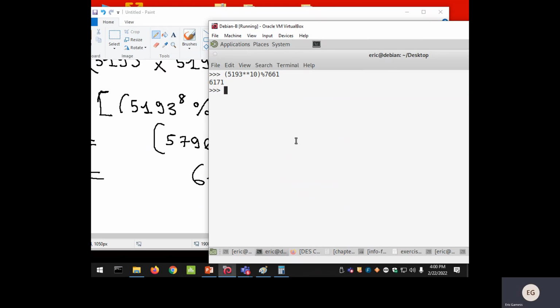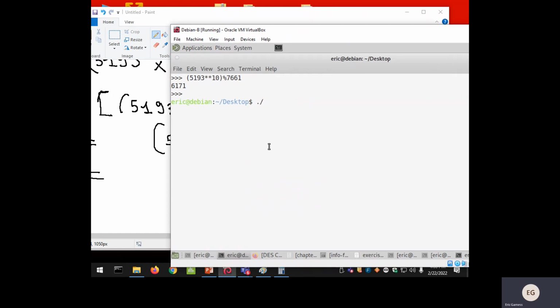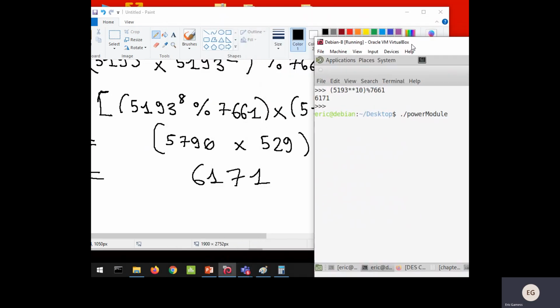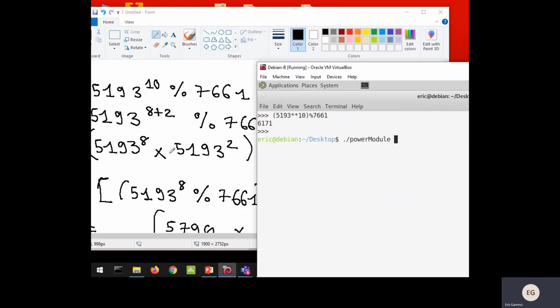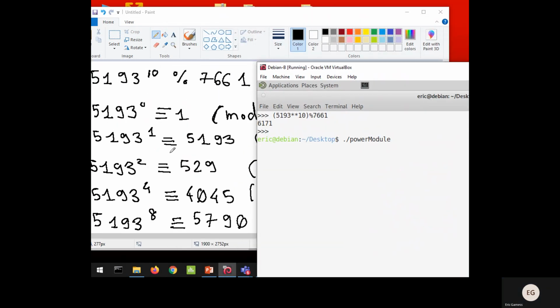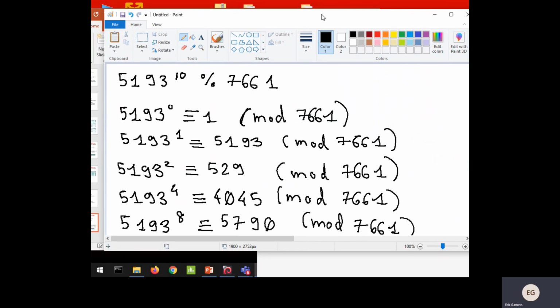So since it's time, I'll leave you this exercise. I want you to create a bash script that we call power module. And we will use it like that, if we want to do what we just did. So we will execute it like that.